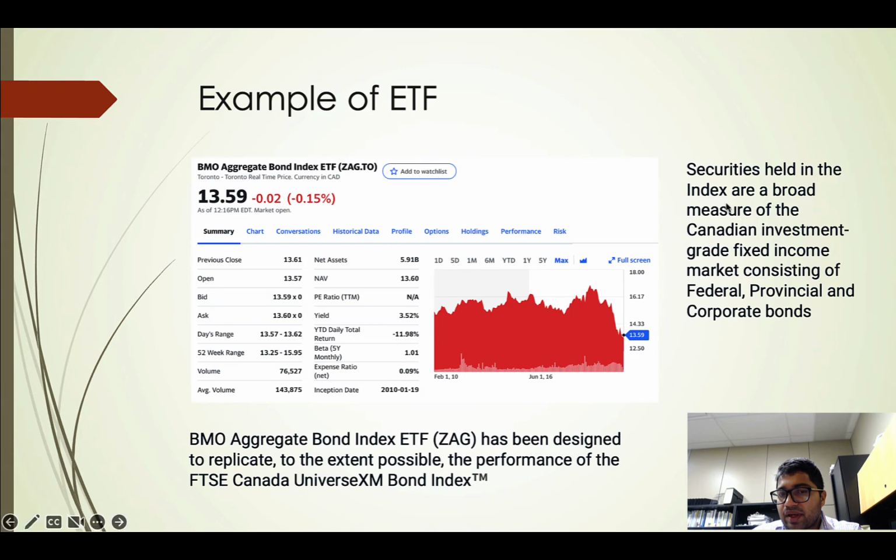The securities held in the index are broad measures of Canadian investment grade fixed income, consisting of federal, provincial and corporate bonds. So if you invest in this ETF, you're not getting stocks, you're getting a basket of bonds. Those bonds are generally federal, provincial and corporate bonds.